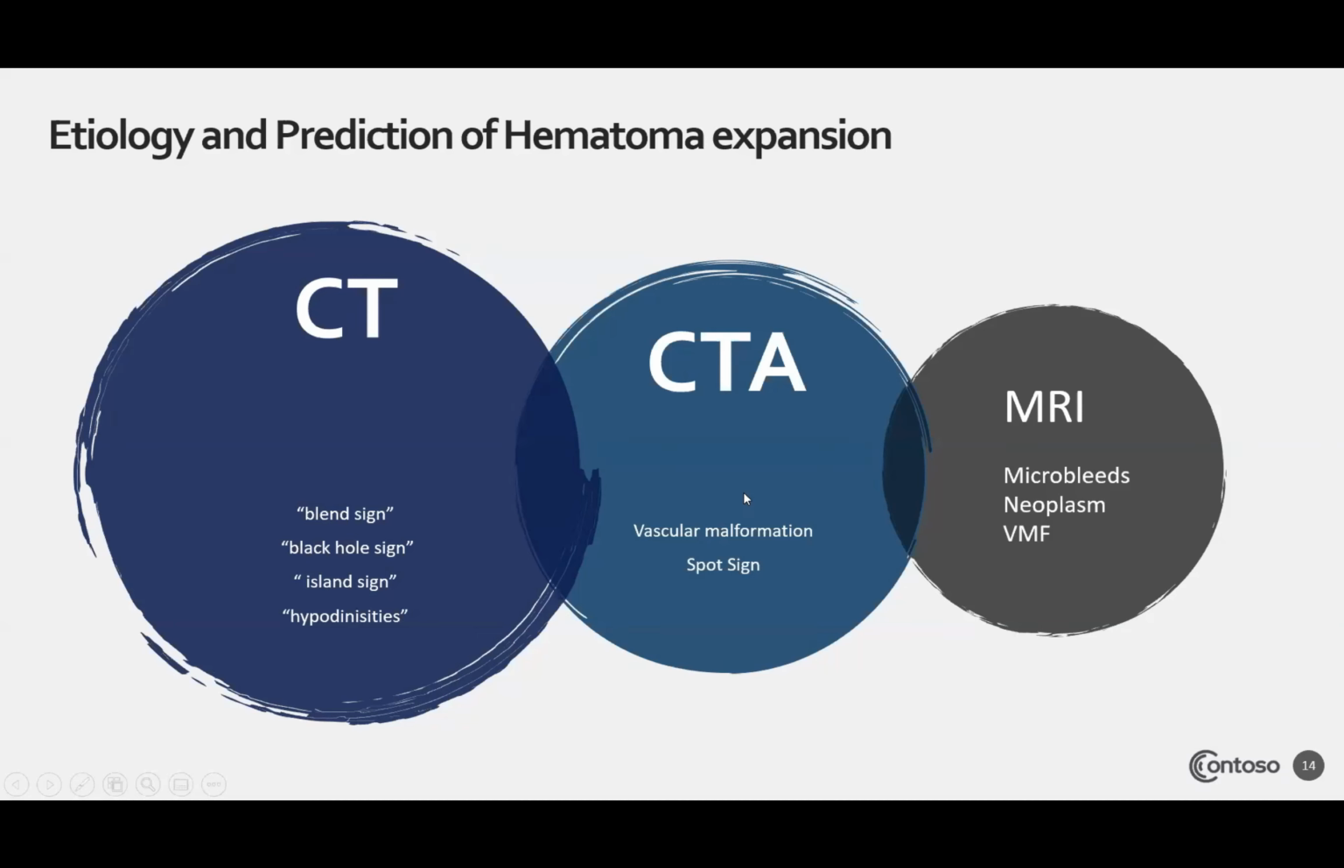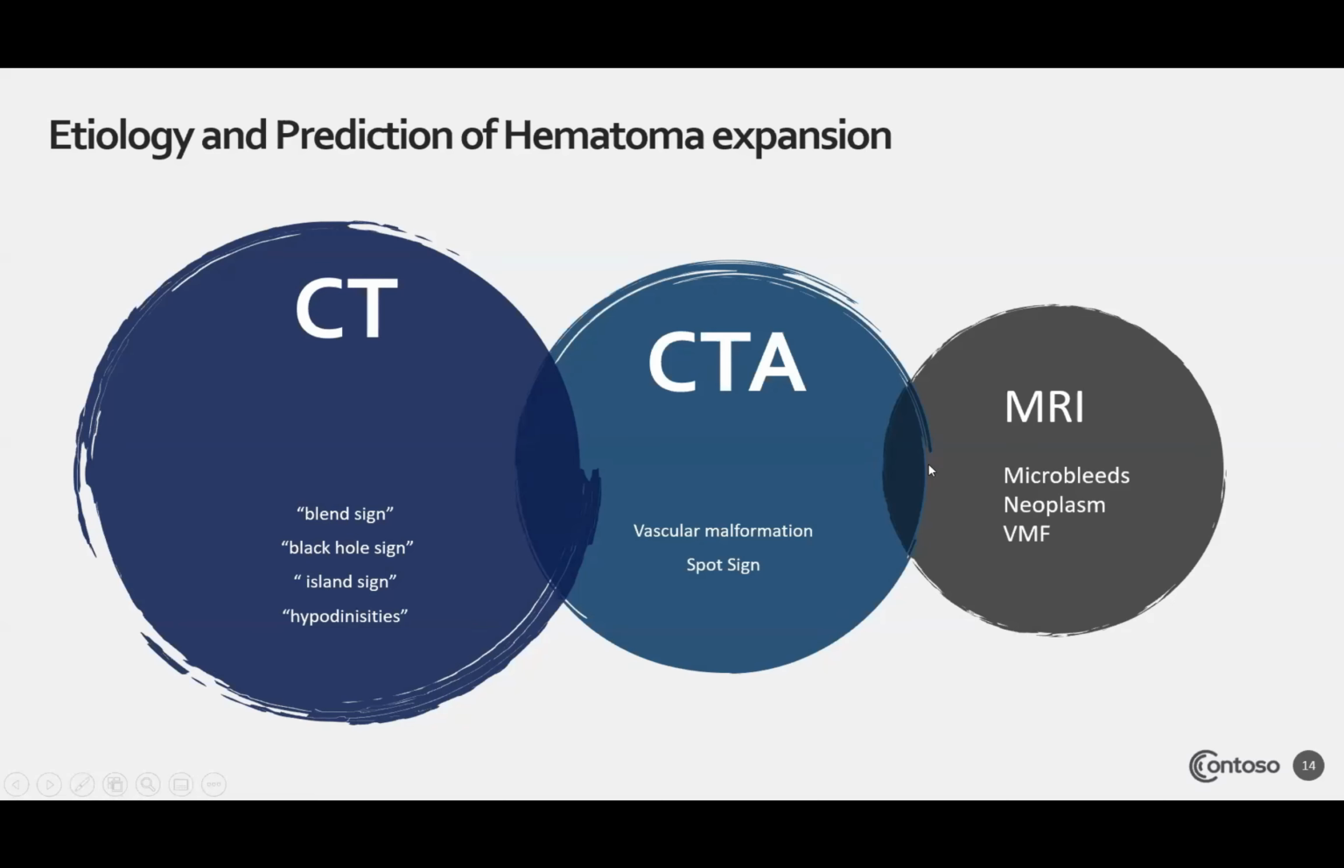CTA will give us if there is any vascular malformation, and it will give us if there is any spot sign. The presence of a spot sign increases the mortality of the patient by 33%, and it will increase the hematoma expansion by about 16 ml, and that's very worrisome if you see it in one patient and you didn't do anything. MRI will help us to see if there are any microbleeds in a patient with cerebral amyloid angiopathy, if there is any underlying neoplasm, and if there is any vascular malformation.